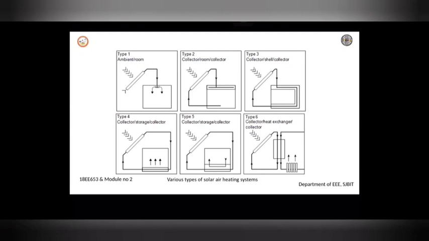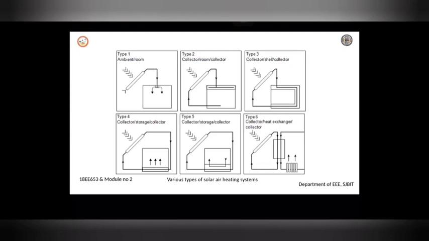Coming to type 5, once again it's a collector storage collector, something similar to the first one. It's an advanced version of type 4, we can say. In type 4 we just store the energy, whereas here, whatever energy is stored will go to the entire space or the building and can come back once again. There is an option where I can return this energy back to the collector or back to the duct. So that is an advanced version of type 4.